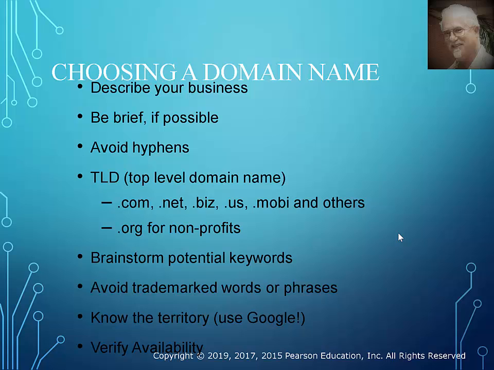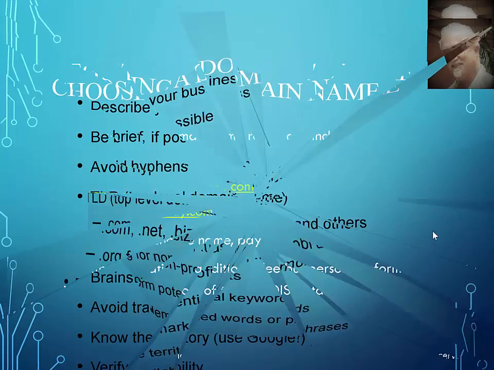Your top level domains are going to be something like .com, .net, .mobi, that kind of thing. .org for nonprofits. Actually, there's a whole slew of new top-level domain names. You can just brainstorm with your partners and colleagues potential keywords. Avoid trademark words or phrases. Get rid of Disney, anything sounding like Disney. Know the territory, that is, use Google, see what your competition's like. And you can verify the availability.